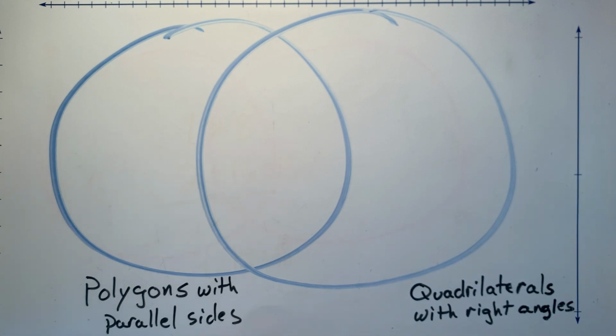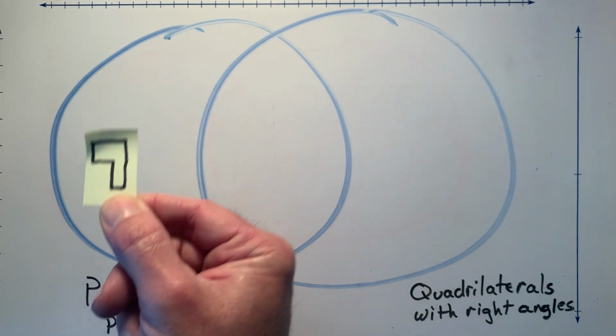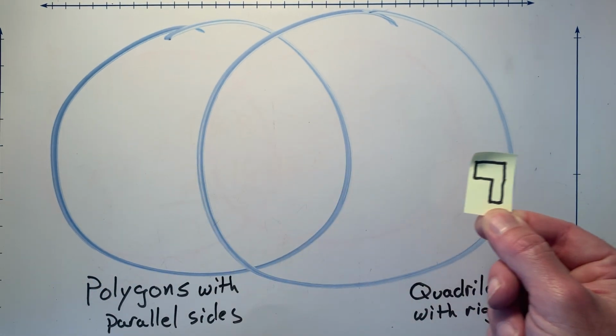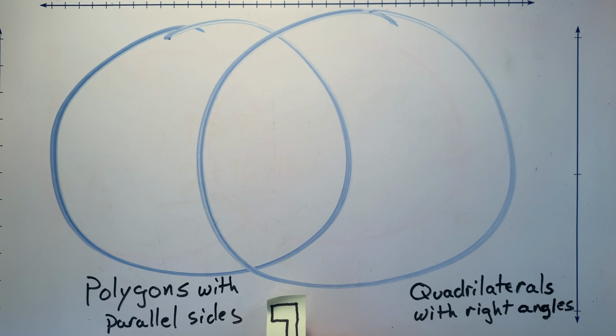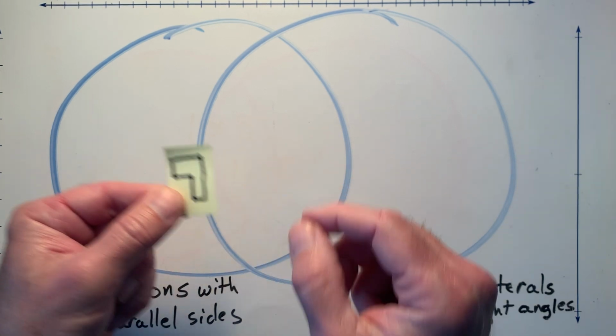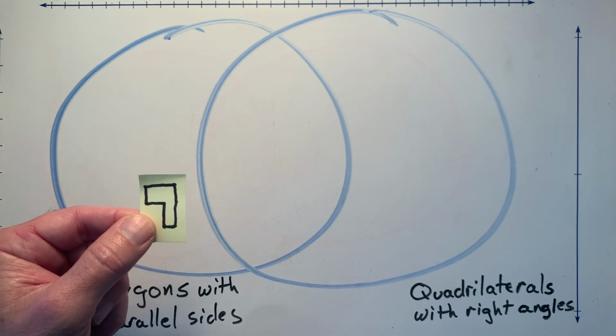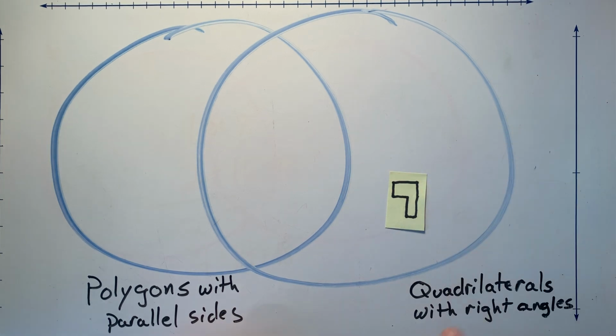So let's start off with a few of the shapes. And if I look right here, I have a shape. My job is to place it in the polygons with parallel sides, the quadrilaterals with right angles, or somewhere in the middle. Now I'm noticing that this shape, I did my best, so we'll just assume that these are right angles right here. This definitely has some right angles, okay? So I'm excited because I can put that right here because it has right angles, except I have a problem. I did not read carefully enough. This cannot go here, and why not?